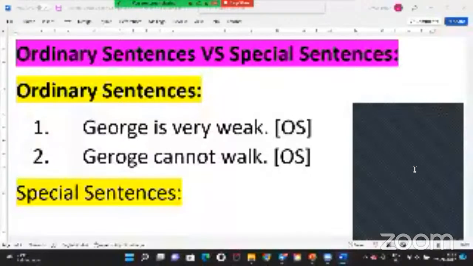So some sentences are right, some sentences are wrong, but no problem. Now here, these three.